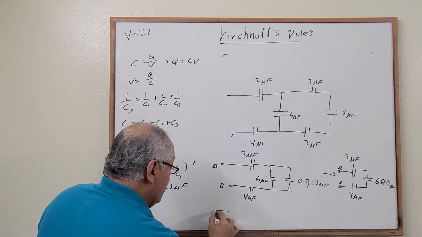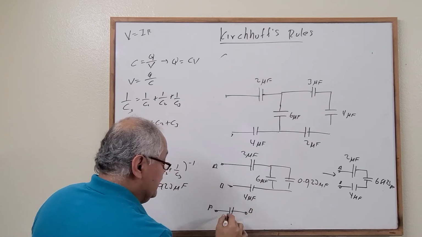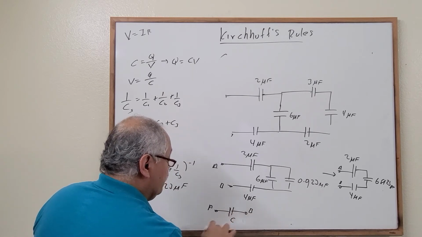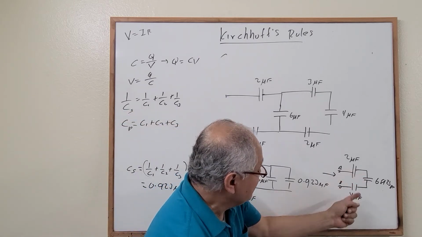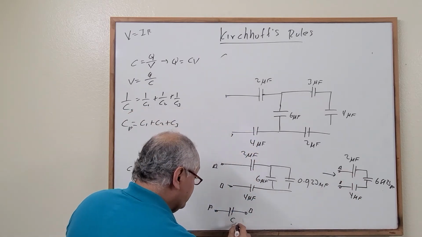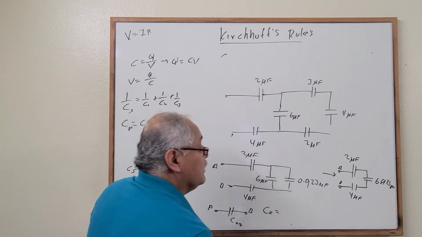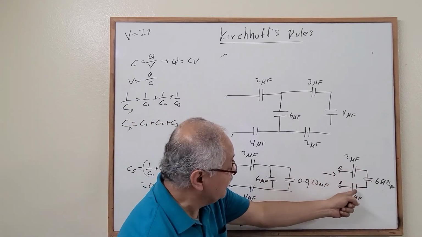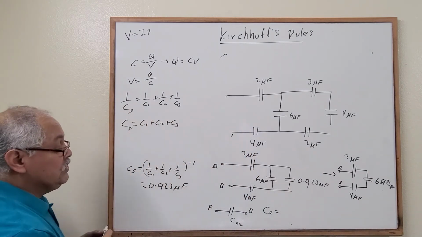Well, we have, let's say, A and we have B. And this is the equivalence, right? The equivalent capacitance. What should be the equivalent capacitance? This plus that. So the equivalent capacitance is equal to, now these three are in series. When it's in series, we use this equation.